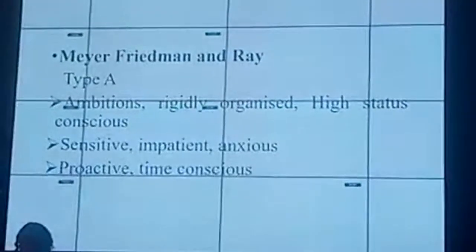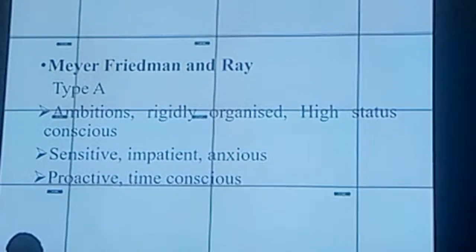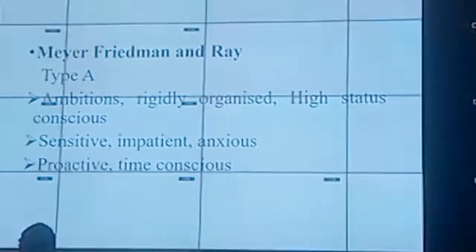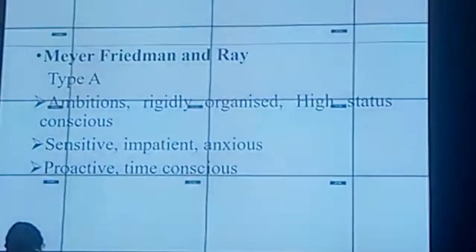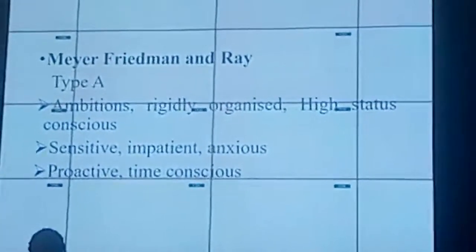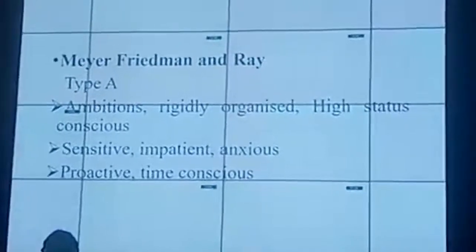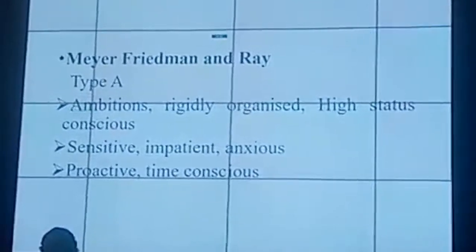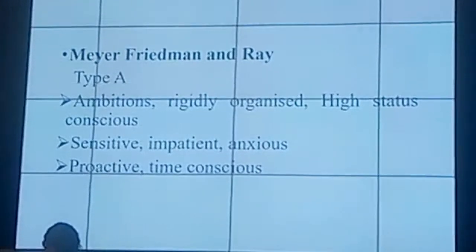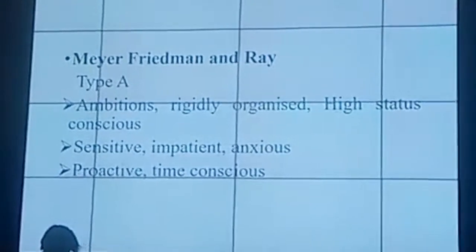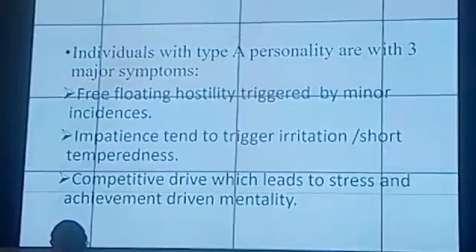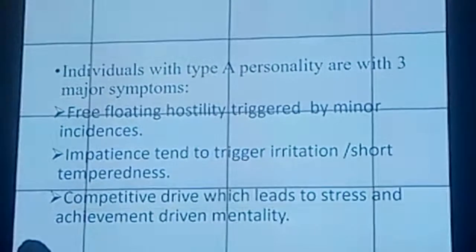So we come to what I said, we have two things. This is Meyer, Friedman, and Gray. These are the guys who talked about the grouping. He said type A, who are they? Ambitious, rigid, and organized, high status conscious, impatient, anxious, proactive, and time conscious. These are the ones who fall under type A. They're prone to coronary artery disease.